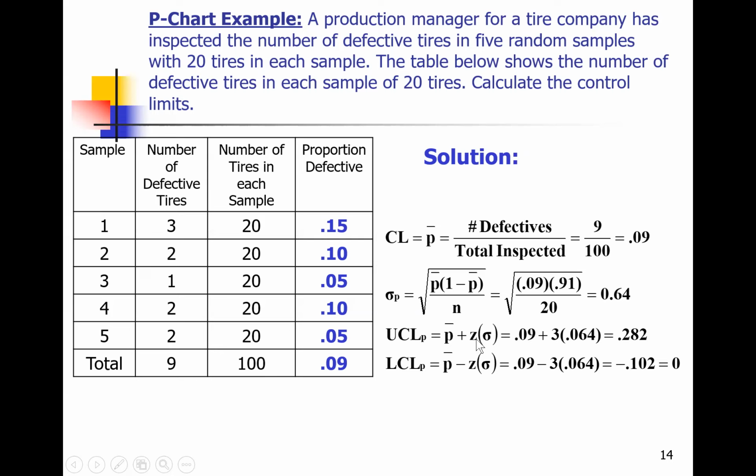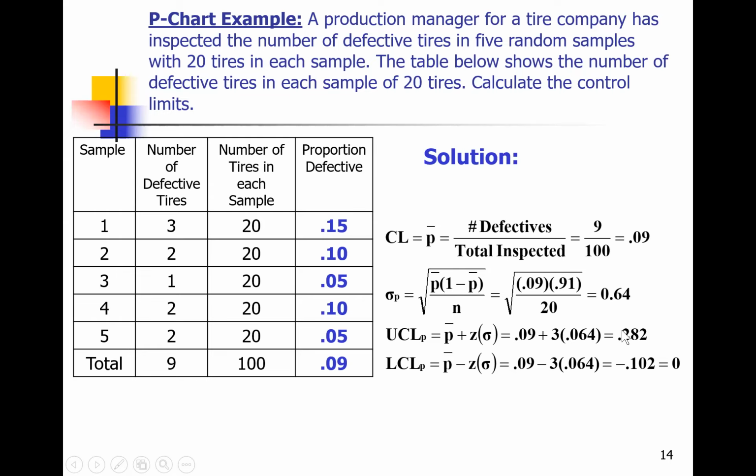So P bar plus Z sigma. P bar is 9% plus 3 times the standard deviation of P, 0.64. The upper control limit is 0.282. And for the lower control limit, just use the minus. You cannot use a minus value in the lower control limit; a minus value means 0.